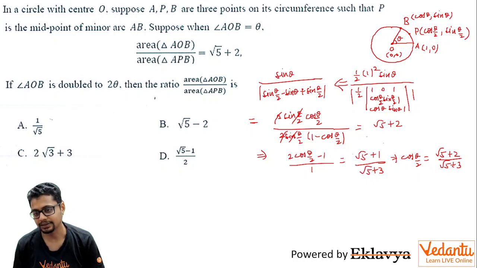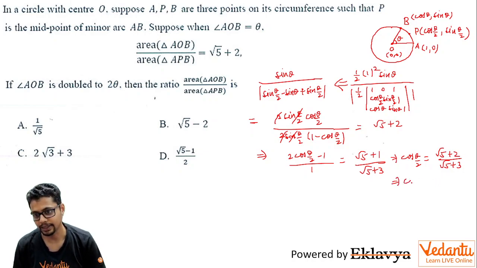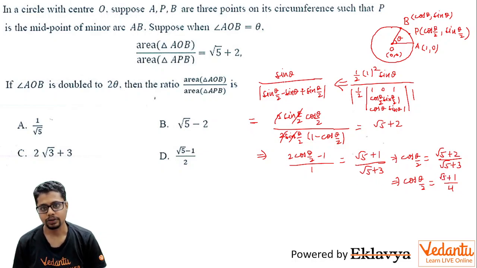Now try to rationalize the denominator by multiplying the denominator by 3 minus root 5, so you multiply the numerator by 3 minus root 5 too. So cos theta by 2 is essentially root 5 plus 1 by 4. Also try to understand that this ratio, cos theta by 2 divided by 1 minus cos theta by 2, is what you get when angle AOB is theta.